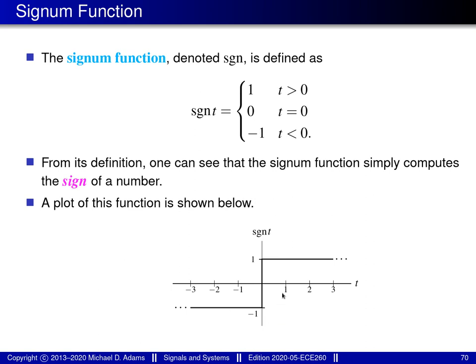And a plot of this function is shown at the bottom of the slide. Again, it's a very simple function. It only takes on 3 different values, +1, -1, and 0.